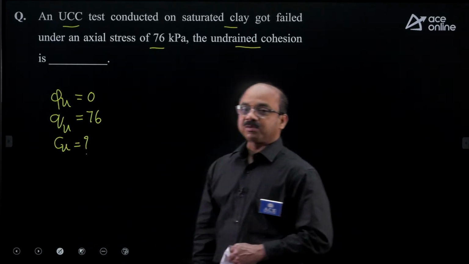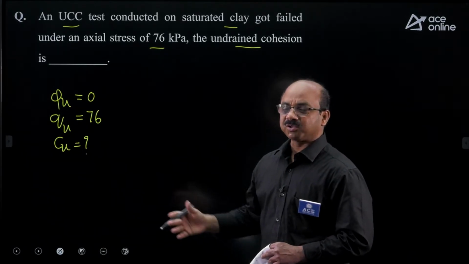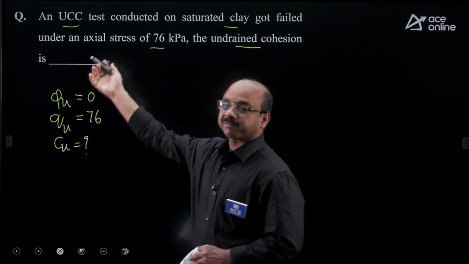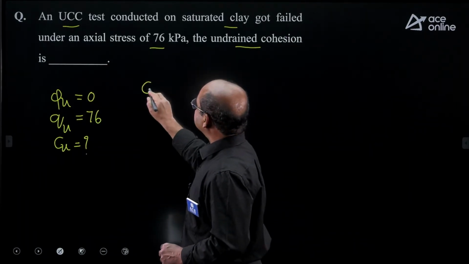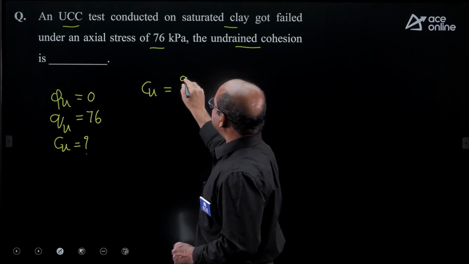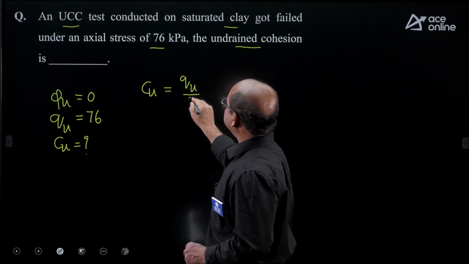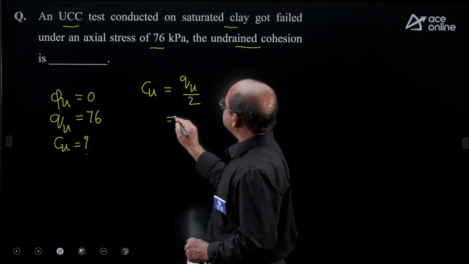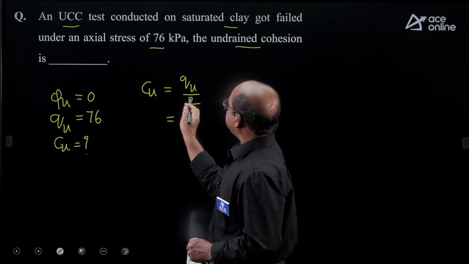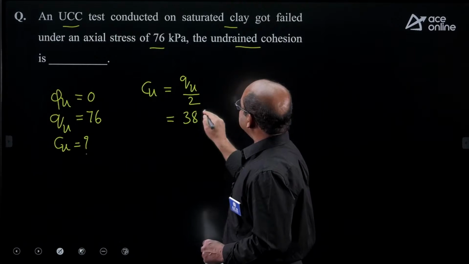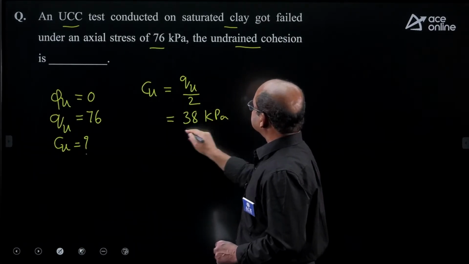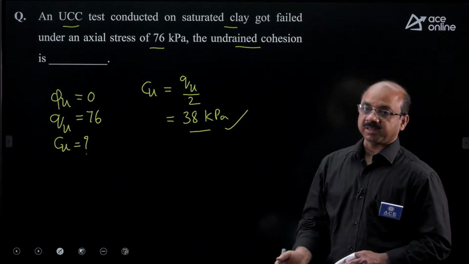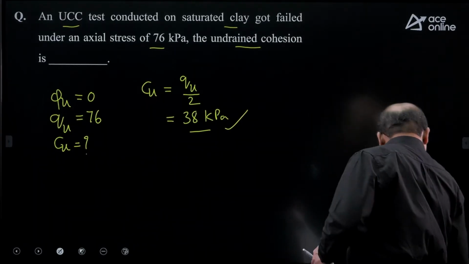It's a very simple objective question, 1 mark nature, which we visually discuss in every class. In the case of phi value 0 for the unconfined compression test, the undrained cohesion simply becomes half of the unconfined compressive strength. So it comes to be qu value 76 by 2, which is 38 kilopascals. So this is the answer, 38 kilopascals is the undrained cohesion there. So next question.